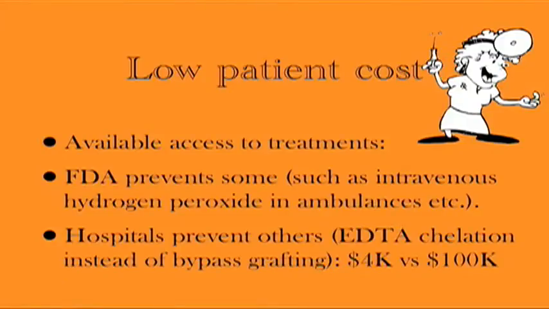Available access to treatments. The FDA prevents some treatments, such as intravenous hydrogen peroxide in ambulances. They're not legal. Hospitals, meanwhile, prevent others that the FDA permits. EDTA chelation, instead of bypass grafting, would cost about $4,000 instead of $100,000, in addition to being much less painful and much less risky.